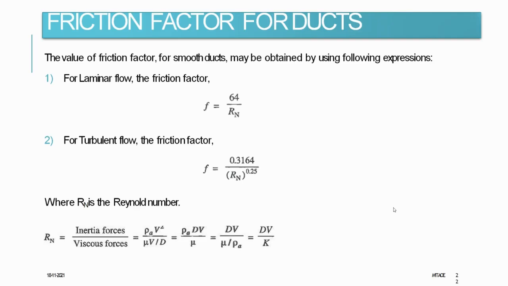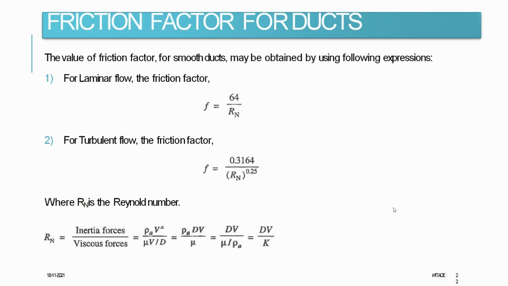Now moving towards the next point, which is the friction factor for ducts. In the previous numerical, the value of f, small f, was given, and that is called the friction factor. So now we will see what a friction factor actually is. For laminar flow, the friction factor is given by 64 upon Rn, where Rn is the Reynolds number. So in this way, we can get the friction factor.